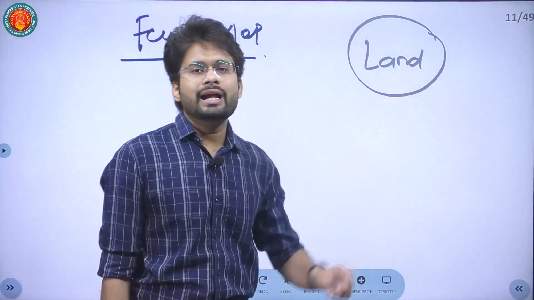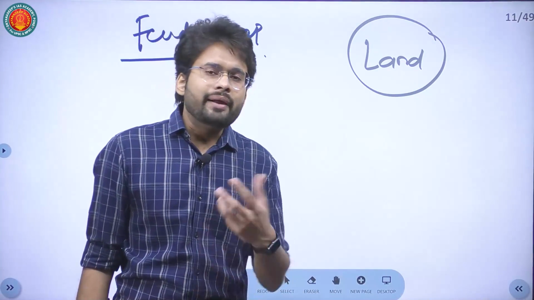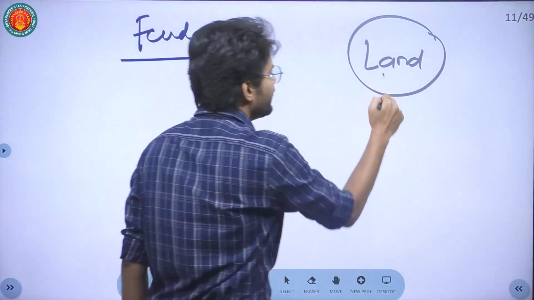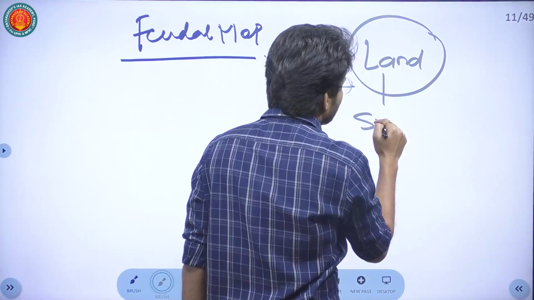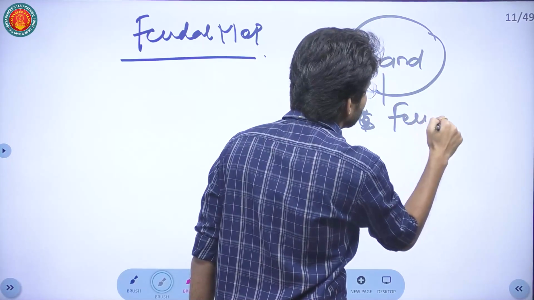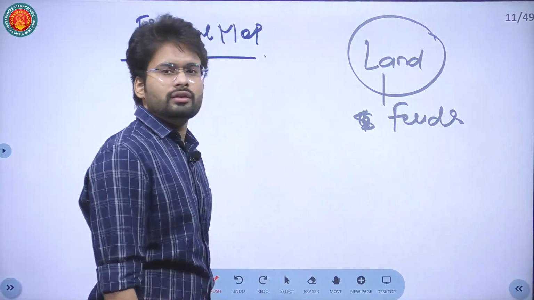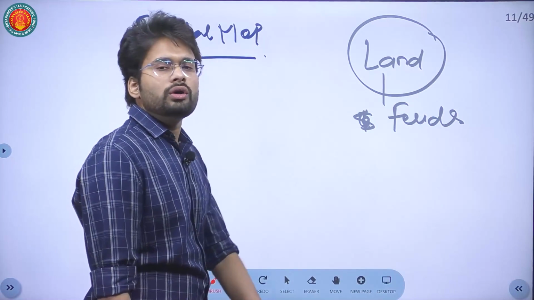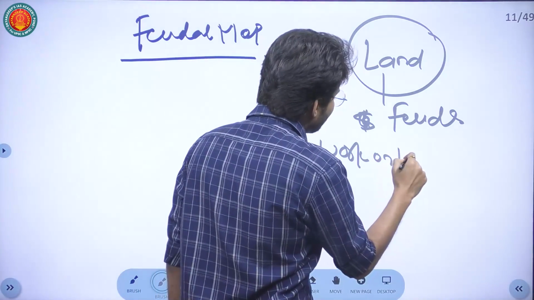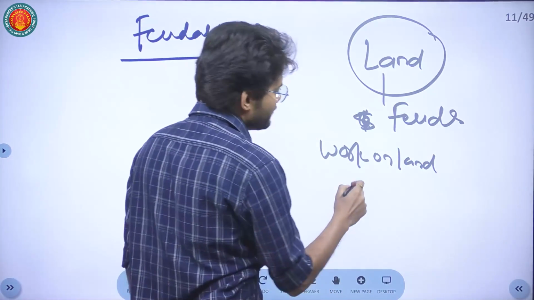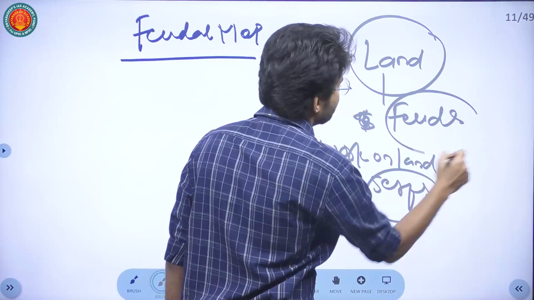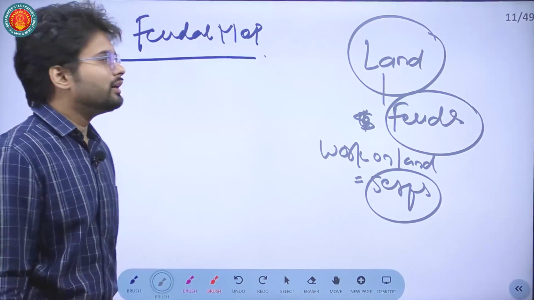Those who own the land will have more power and say. And the owners of the land are called the feuds. And those who don't own the land and who used to work on the land are called the serfs. Feuds and serfs.